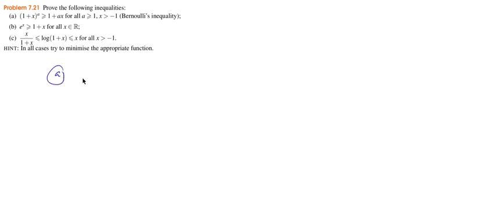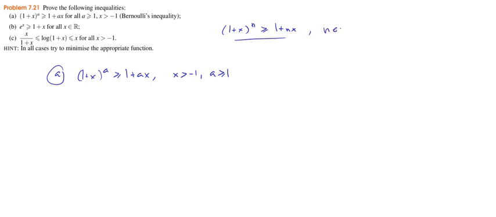So we have (1 plus x) to the a is greater than 1 plus ax if x is greater than minus 1 and a is greater or equal to 1, which is called Bernoulli's inequality. If you remember in our first unit when we talked about the induction principle, we proved that (1 plus x) to the n is greater or equal than 1 plus nx when n is a natural number, for all natural numbers. So this is just the generalization of that inequality for real numbers. So a is a real number here, right?